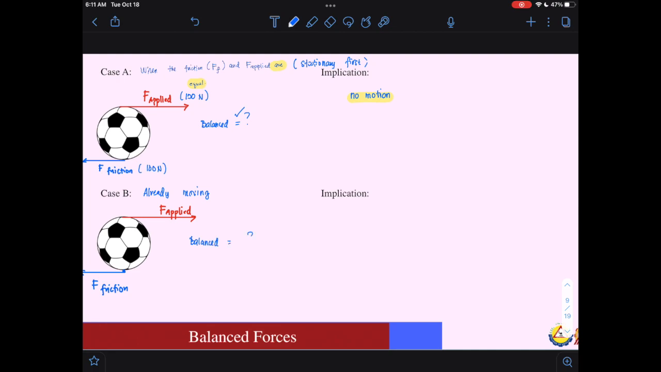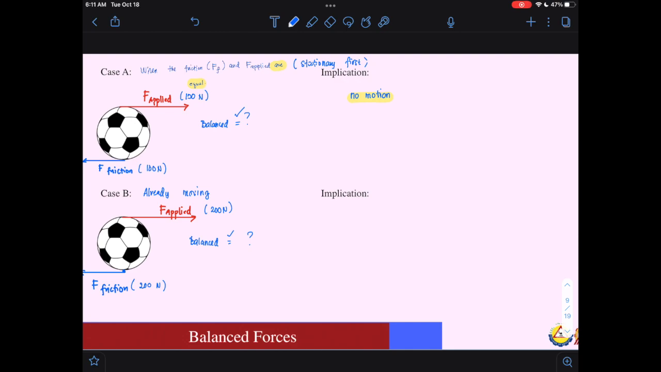So, again, let me clarify, in case B, it is already moving. The applied force you put here is 200 newtons, and then your friction force is 200 newtons. But since it's already moving, the forces are still balanced. They are the same, 200 towards the right for one and 200 towards the left for the other. Meaning, 200 towards the right is the applied force, 200 towards the left is our friction force, they are still balanced forces.